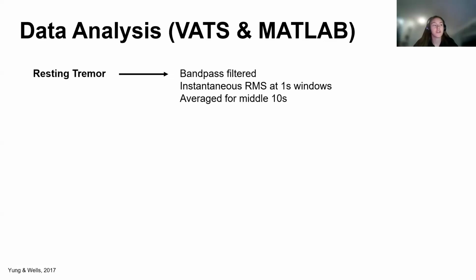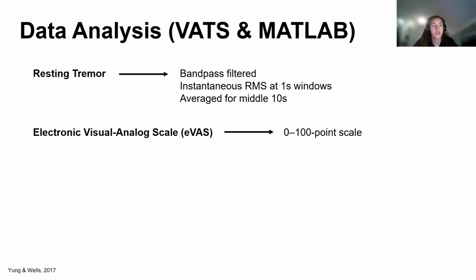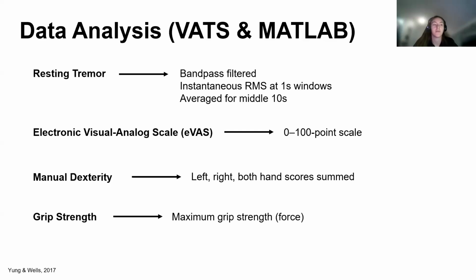So alongside these other measures, we also looked at the resting tremor data. This was inputted into a custom MATLAB script as well. Signals were bandpass filtered using a second order Butterworth filter with a 1 to 20 hertz cutoff, where instantaneous root mean squared amplitude was then calculated at 1 second windows. And then this was averaged for the middle 10 seconds. So the EVAS, or the electronic visual analog scale scores, these were recorded across 9 body regions, essentially from the neck all the way down to the lower limb.